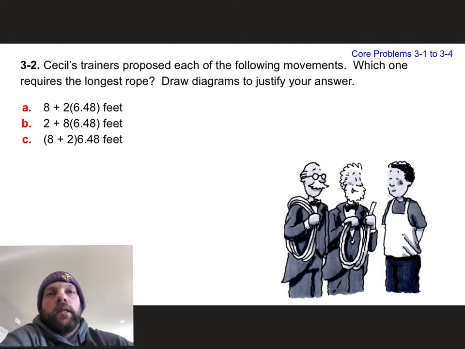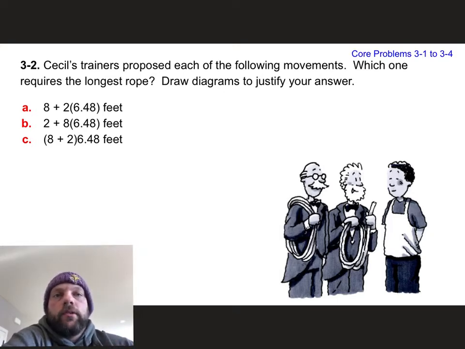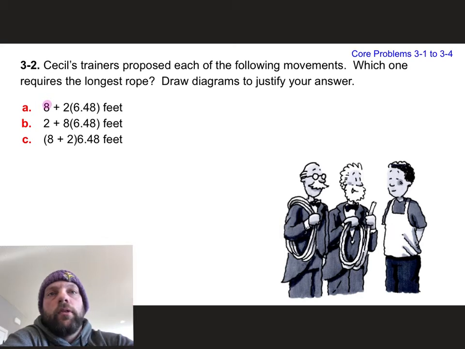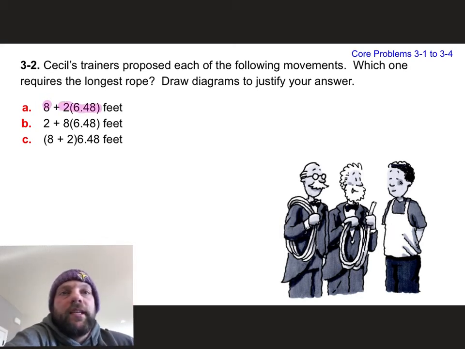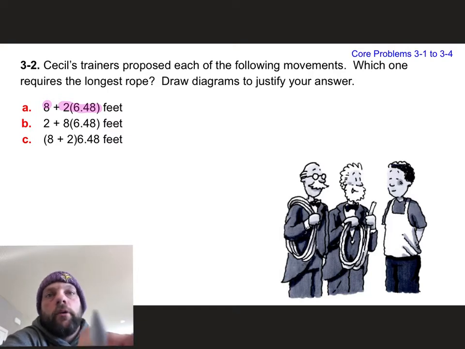And so when I'm doing this, I want to highlight my terms. Any stop sign that I'm going to have is going to be an addition sign or a subtraction sign. The only way I can go through my addition sign and my subtraction sign is if it's inside of parentheses. Okay, so when I'm looking at A, you notice that I have 8 that stands alone, so that's a term by itself. And then I have two groups of 6.48. So we want to always say that that is two groups of 6.48.